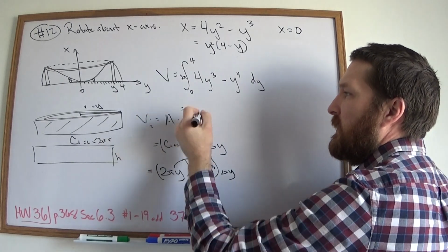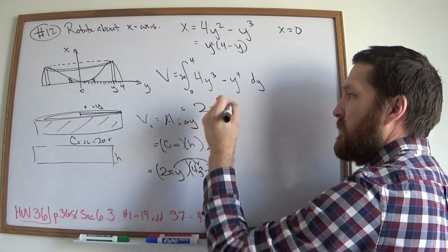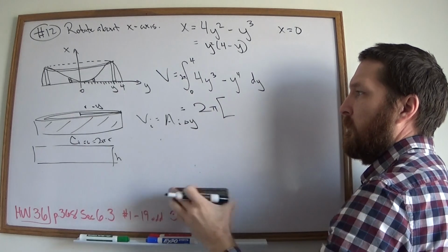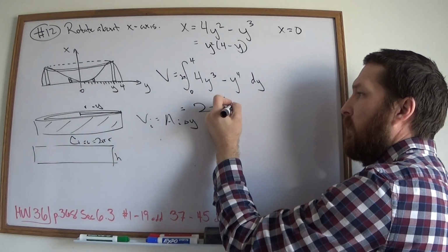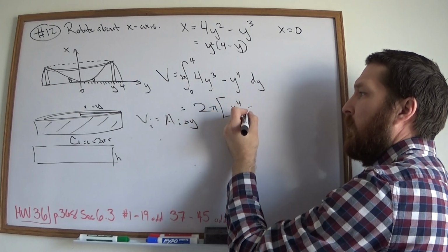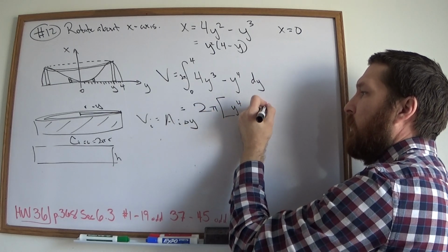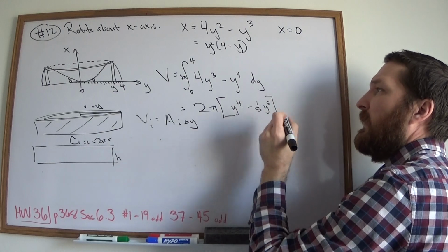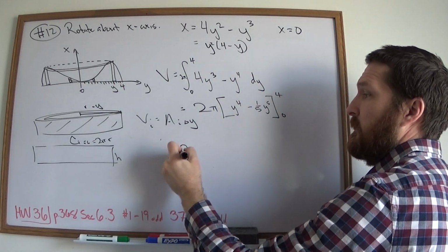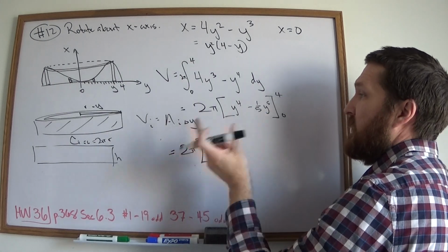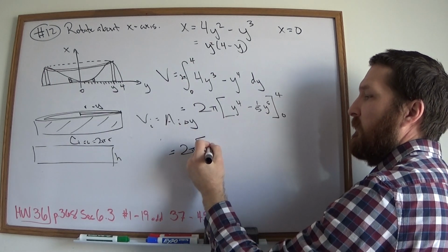And that gives me 2 pi times what? It's 4 times y to the 4th, so just 1 y to the 4th minus 1/5 y to the 5th, and I'm plugging it in up at 4, down at 0. Nice thing about 0 is it's going to go away, so I only need to worry about the 4.